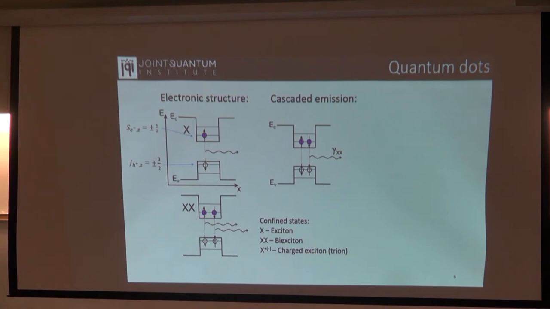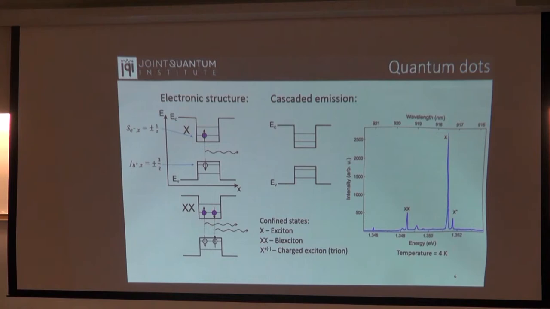And one of the two excitons will decay, sending a photon out. This we call the bi-exciton photon. So we are left with an exciton. This sends a photon out. This we call the exciton photon. Then we are left with the empty quantum dot. We can excite it again. And the spectrum looks like this.